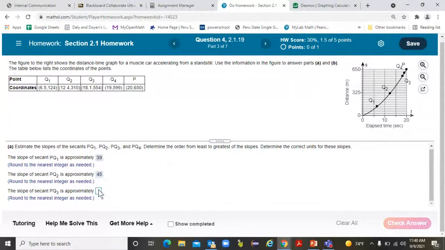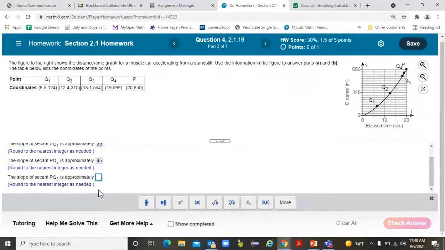Can I just skip these? I guess I can't. All right, again I'm just going to do this one real quick. 650 minus 554 divided by 20 minus 18.1 is 50.53, so I'm going to round that to 51.